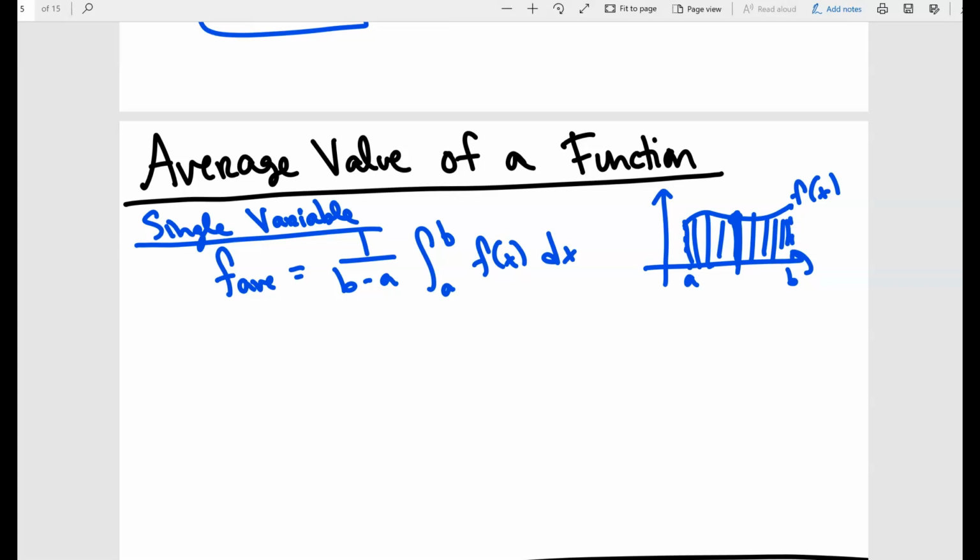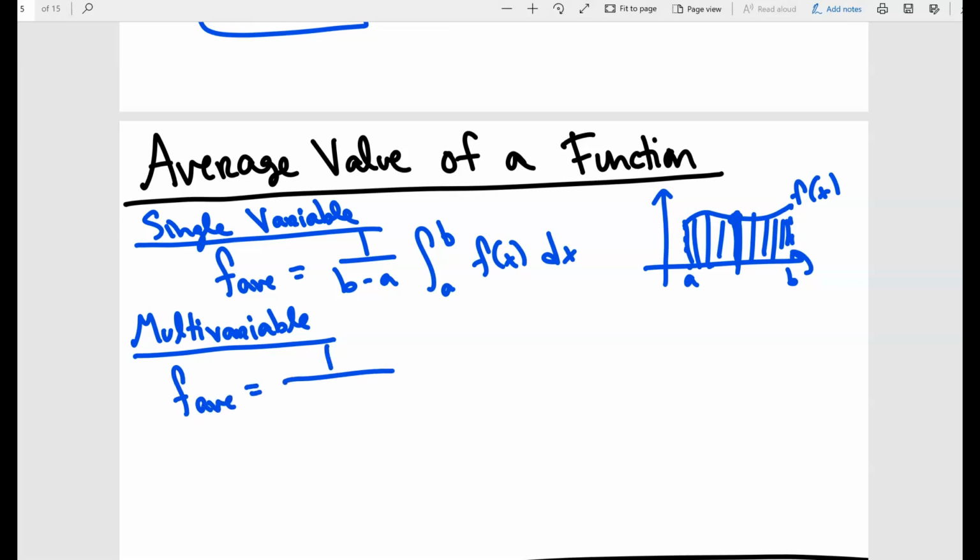Now in multivariable calculus, we can also extend this. In multivariable, we still have a formula. Here's the formula. I'm still going to write f average is equal to 1 over, now in this case, the area of the region R, times the double integral over the region R of f of x comma y, dx dy.